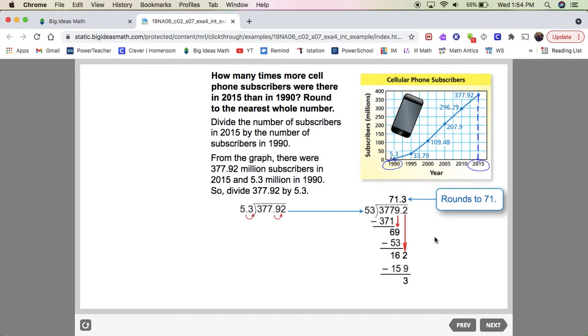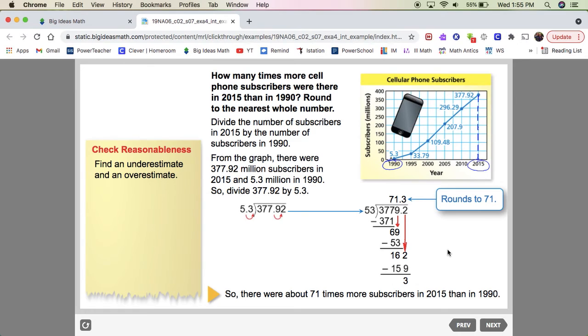They're just going to round it because it says how many times more cell phone subscribers, how many times more. And so they don't care about the remainder. It says if we don't have an exact number, they want us to round it to the nearest whole number. We have enough information to do that now because we have 71 and 3/10. So 3/10 won't round up. It won't round this up to 72. Remember, it has to be 5 or more to round up. So our answer is going to be 71. There are about 71 times more subscribers in 2015 than in 1990.